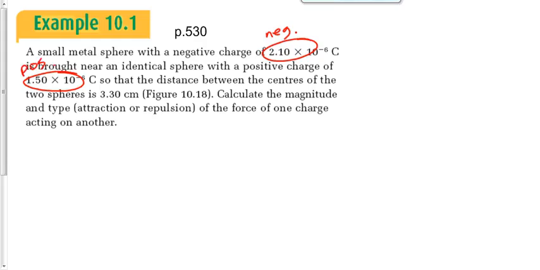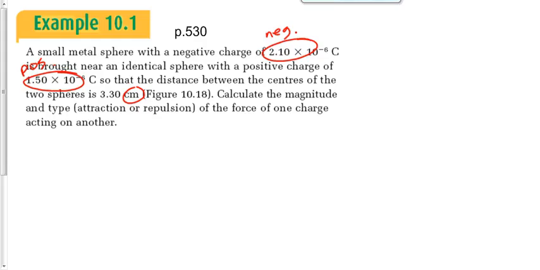The distance between the centers of the spheres is 3.3 centimeters. I definitely want to circle that. I definitely want to be in meters when I'm doing these calculations. Notice my charge is in coulombs. It says 2.1 times 10 to the minus 6 coulombs.